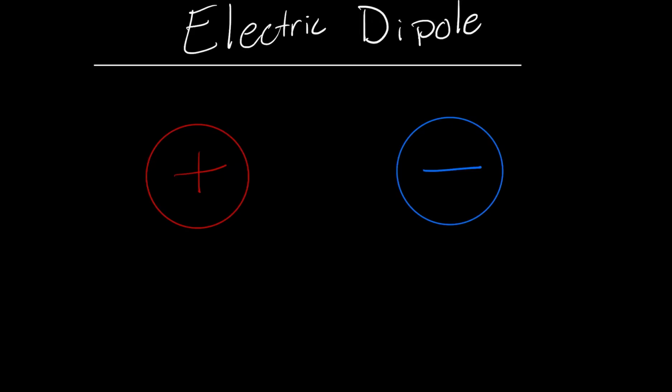Okay, so now we're going to be talking a little bit about electric dipoles. So what exactly is a dipole? A dipole is when two equal and opposite charges, in this case a positive right over here and a negative right over here, are separated by a certain distance. We're going to call that distance L, or l, whichever way you see it. And this is normally a relatively very close distance.